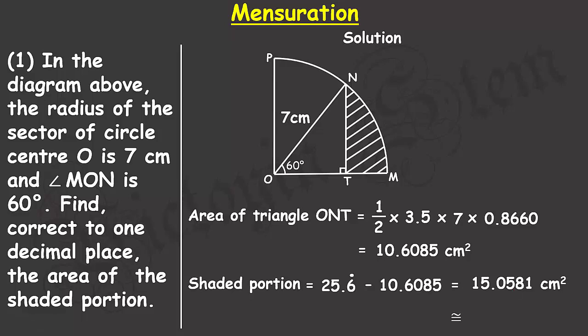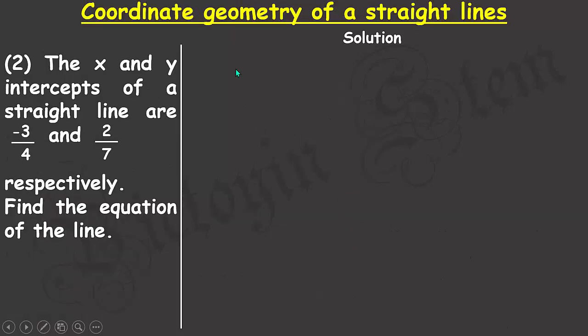But because the second digit after the decimal is 5, I'll round it up, it becomes 1, I add it to 0, so my final answer will be 15.1 centimeters square, and that is the area of the shaded portion, NTM. Now to the second part of the question.